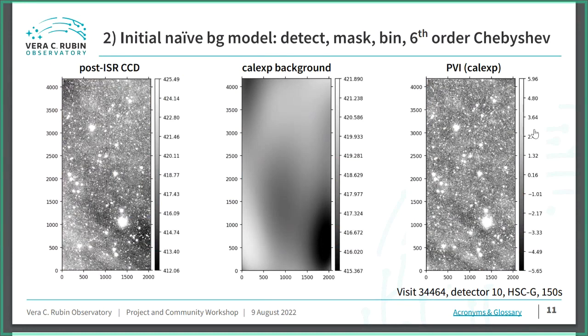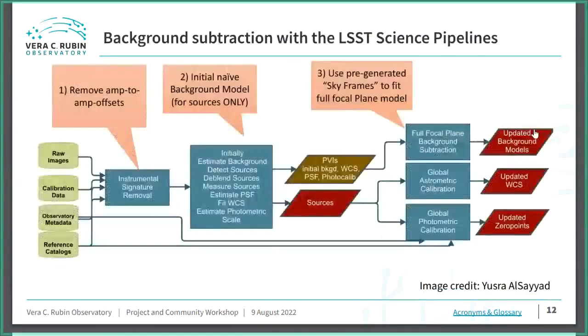However, next slide, please. If you're going on to coaddition, which obviously in the LSB regime is where it's all at, you want the full depth of those coadded images, then actually that initial naive background model isn't used. What is used instead, and here I'm referring to HSC in particular, and again, this is something we're looking to roll out to other cameras going forward, is a full focal plane sky frame that is constructed. So next slide, please.